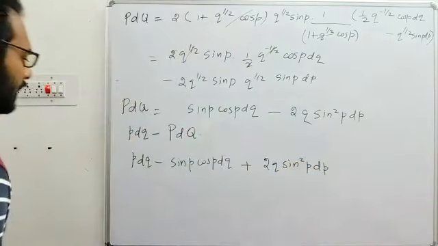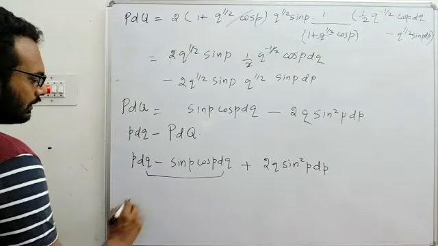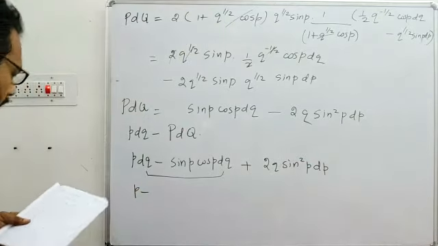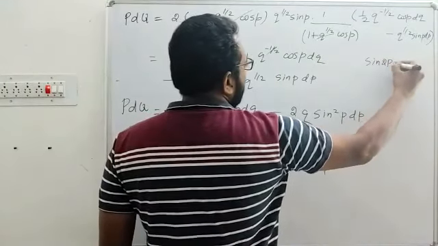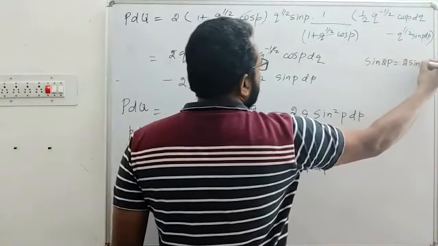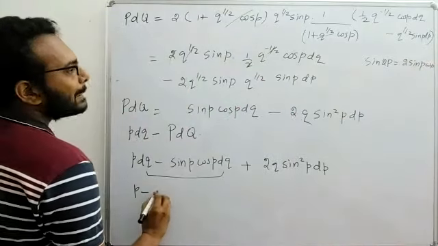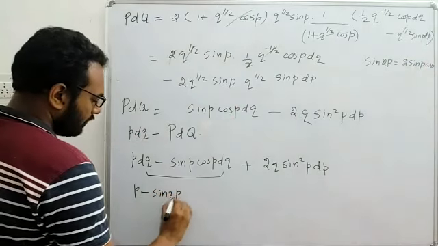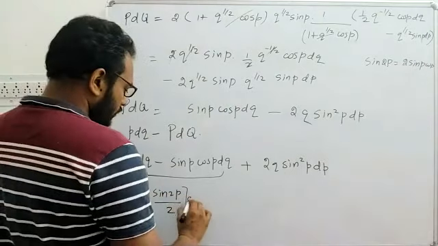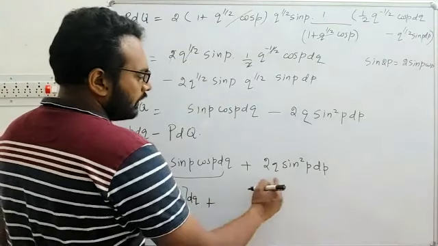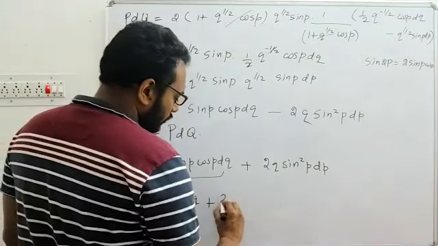Is this a perfect differential? Let's combine the terms. We've got dq here and dq there. So that becomes p minus sine p cos p. We know that sine 2p is equal to 2 sine p cos p. So sine p cos p can be written as sine 2p divided by 2. And you have got dq plus this is 2q sine square p. We don't like the squares, so let's rewrite it.